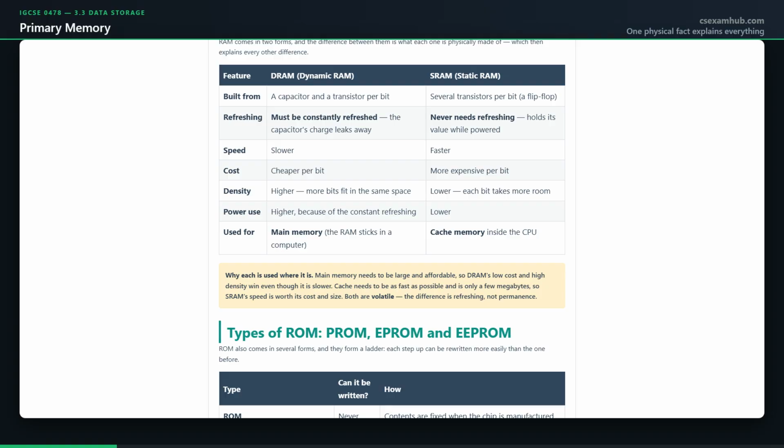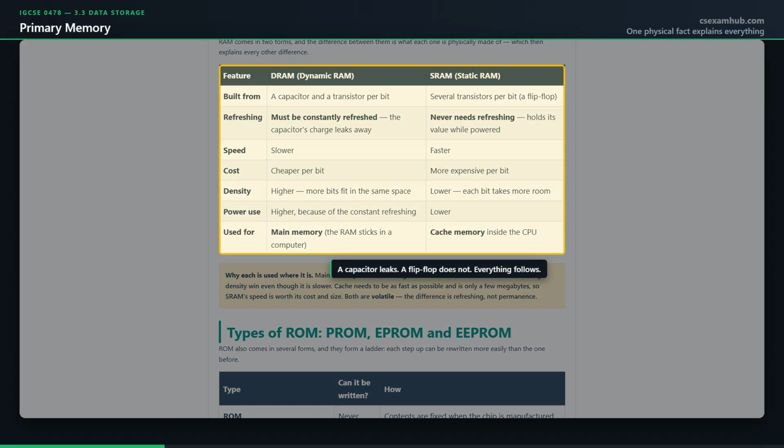Now, RAM comes in two types, and rather than memorizing a table of differences, I want to give you the one physical fact that produces all of them. DRAM, dynamic RAM, stores each bit using a capacitor and a single transistor. A capacitor is essentially a tiny bucket holding an electrical charge, and it leaks. Within milliseconds, the charge drains away and the bit is lost. So DRAM must be constantly refreshed.